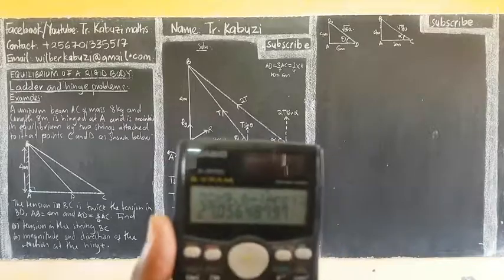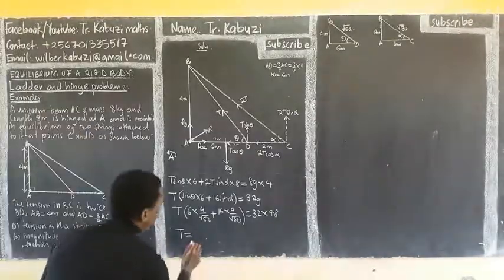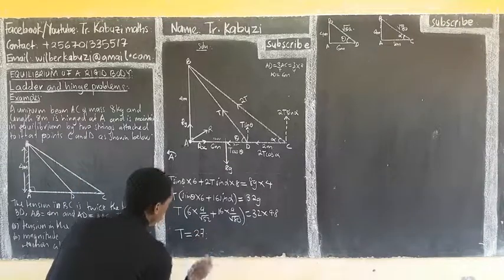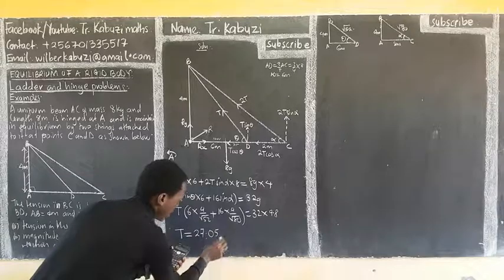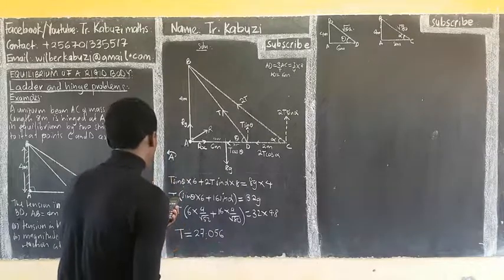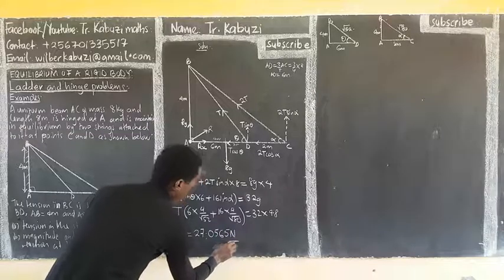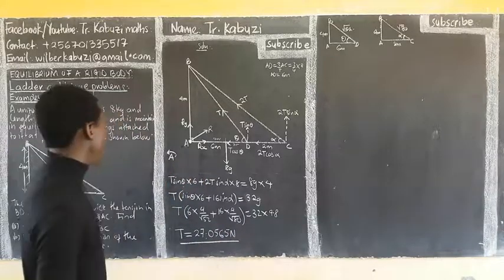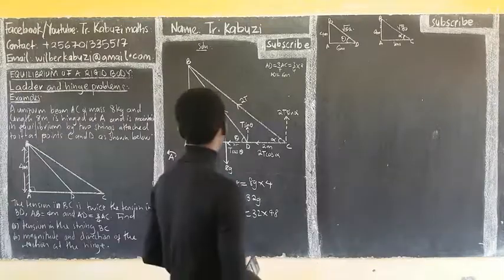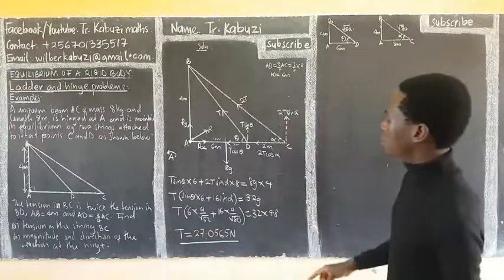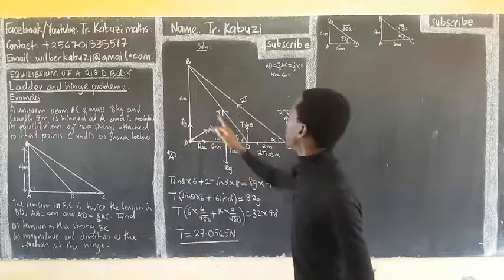That's my answer there. I think you can see, so you have here 27.0565 newtons. So that's going to be my tension. After getting the tension, this is now the tension in BD.